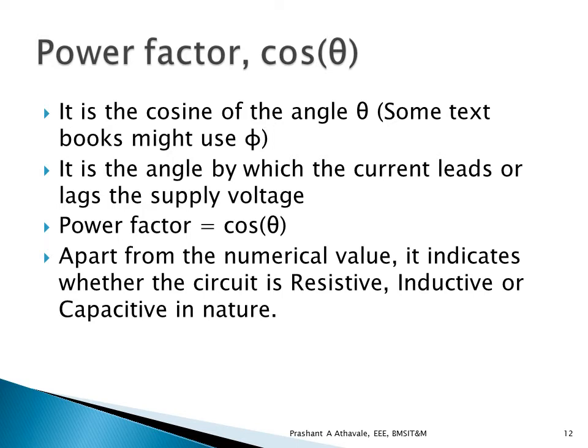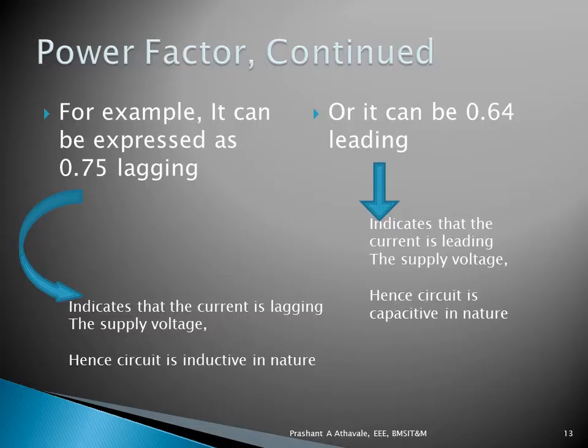If you just say a power factor of 0.707, it doesn't convey full information. It doesn't convey whether the circuit is capacitive or inductive in nature. So you need to add that leading or lagging component, and only then will it be a complete representation. I have taken one example here in the next slide. If you write 0.75 lagging, it means that the current is lagging the supply voltage. And 0.75 means you can find out the angle.